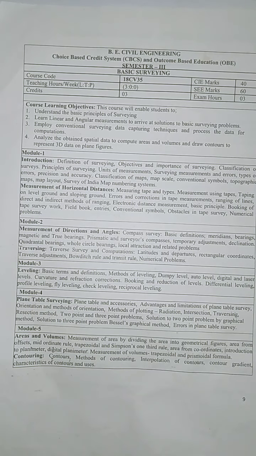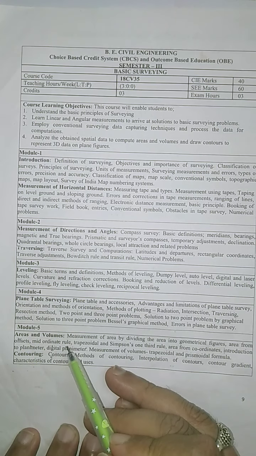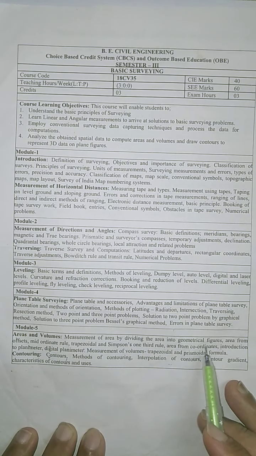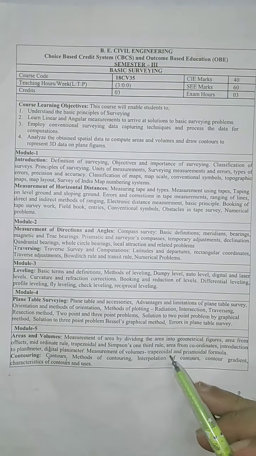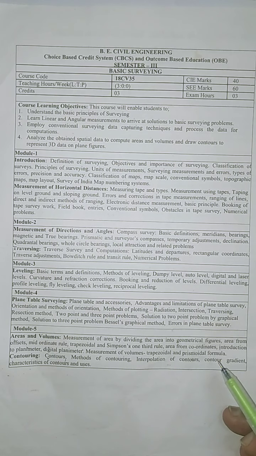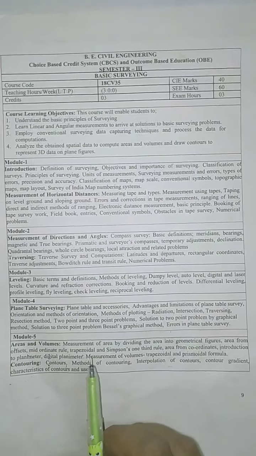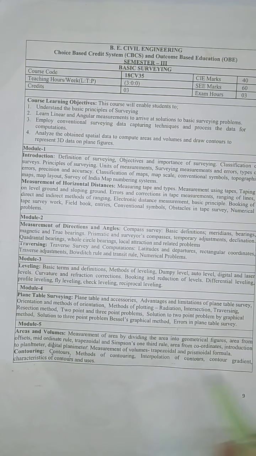In the previous classes, we were discussing module 5. In module 5, we have already covered the area and volume. We have determined how to determine the area by different methods, that is by the offset method, by the mid-ordinate rule, by the trapezoidal and Simpson's one-third rule, and by area by coordinates. Then we have seen what is a planimeter and how the digital planimeter works, and we have solved problems on the planimeter also. Then how to determine the measurement of a volume by the trapezoidal and prismoidal methods, that we have already seen in the previous classes.